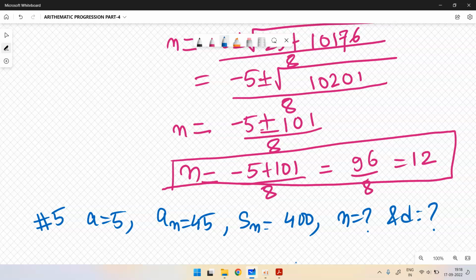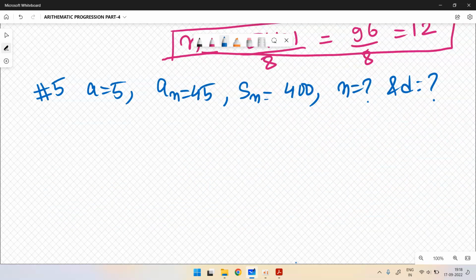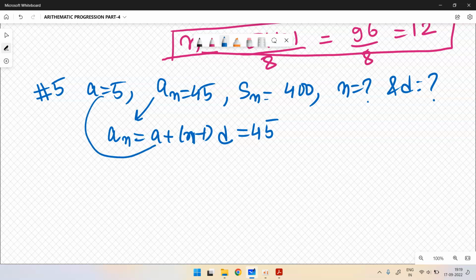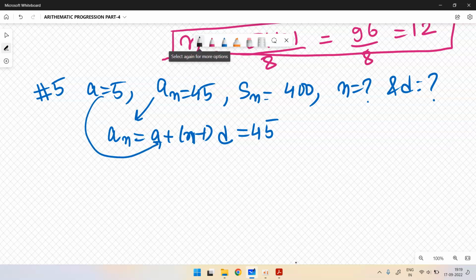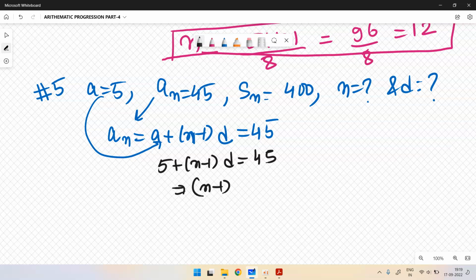This is the same thing as done in the third question; the second and third questions are like the same thing. So indirectly, you can infer that a of n, which is a plus n minus 1 d, is given to be 45. If we substitute the value of a here, we get 5 plus n minus 1 into d equals 45, which implies that n minus 1 into d is 40.